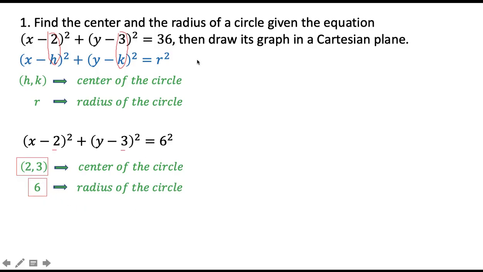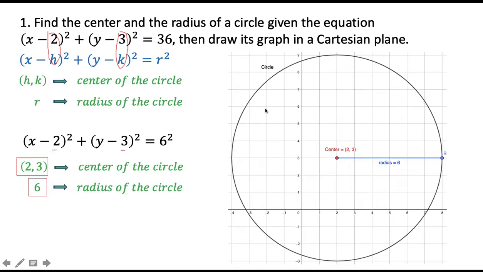Now, to see it visually, this is how it looks in a Cartesian plane. The center is located at coordinates (2, 3), and the radius is 6 units. So from the center, 1, 2, 3, 4, 5, 6 units. This is how the circle looks, represented by this given equation.